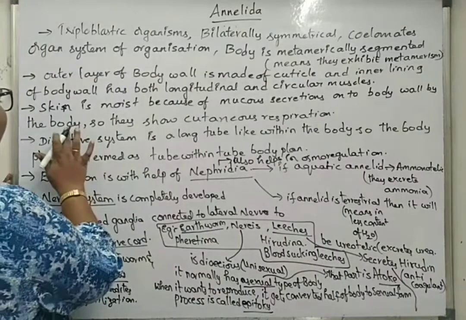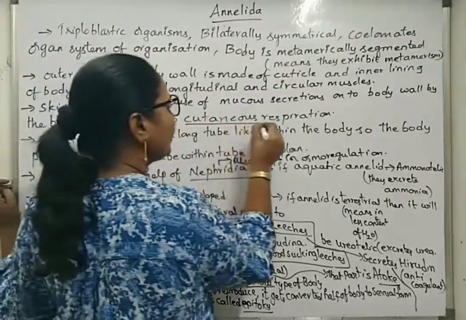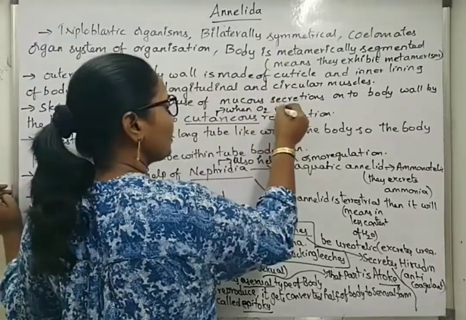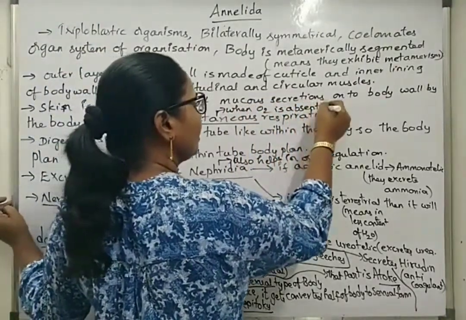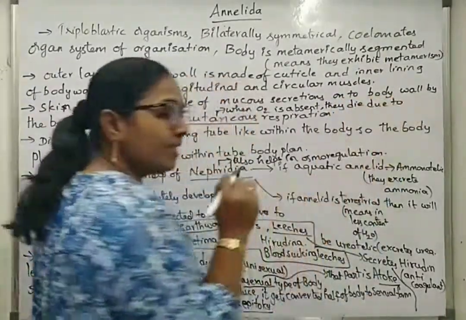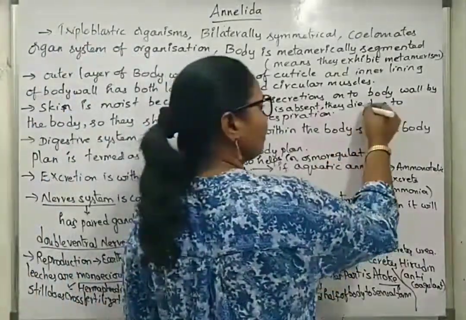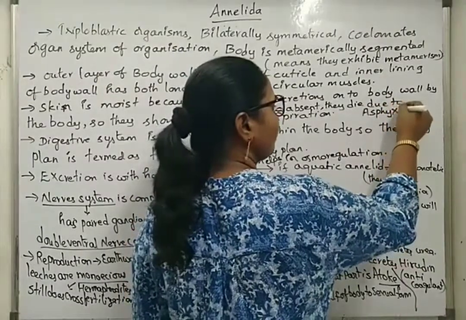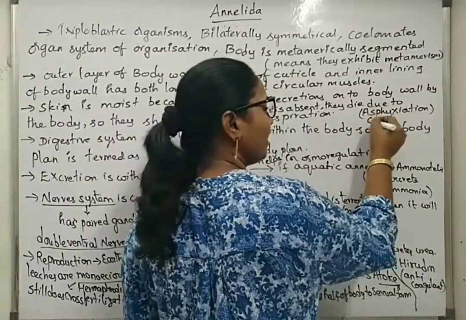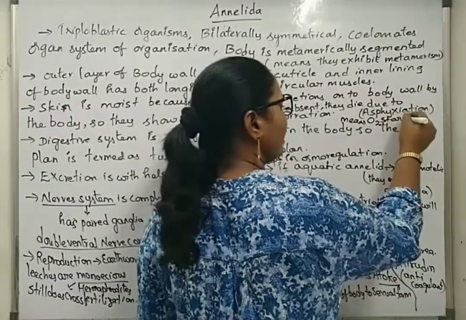The skin is moist because of mucus secretion, and they show cutaneous respiration. So when oxygen is absent, they die due to oxygen deficiency. This death is called asphyxiation, which we can also term oxygen starvation.